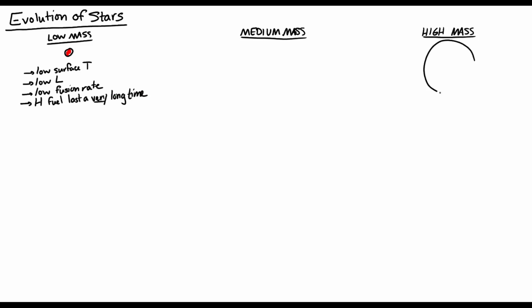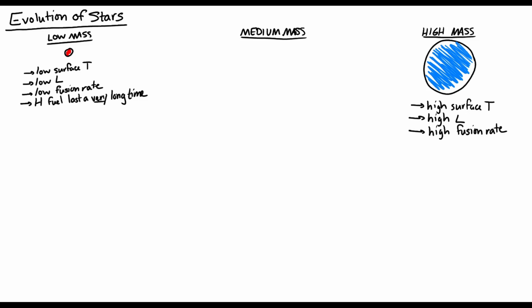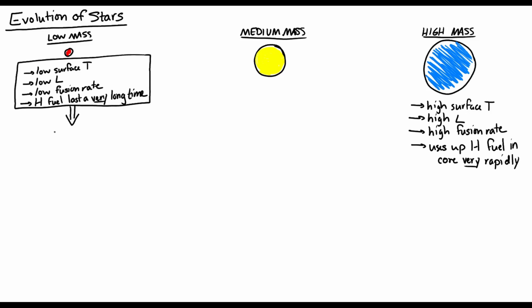The high mass star has a relatively high surface temperature, so it appears bluish-white. It has a very high luminosity, and it has a very high rate of fusion, so it will use up its hydrogen fuel in its core very rapidly. And then the medium mass star is somewhere between them. So let's think about that low mass star. Eventually, after a very long time, it will use up the hydrogen in its core, and it will no longer be able to have any hydrogen fusion in its core.